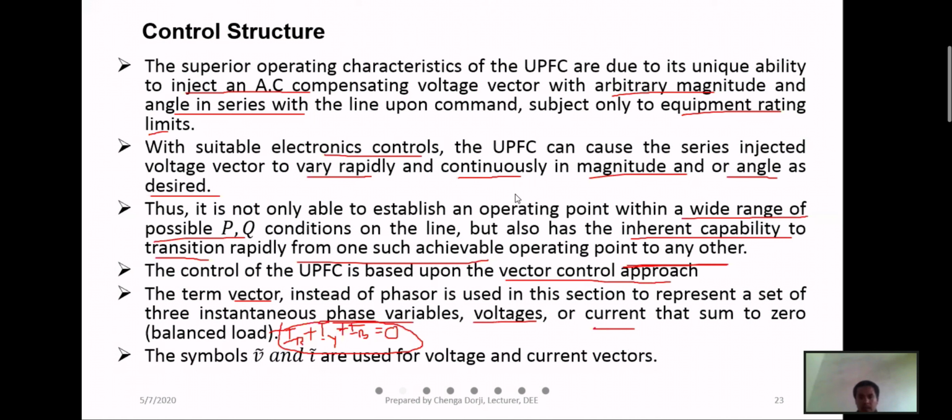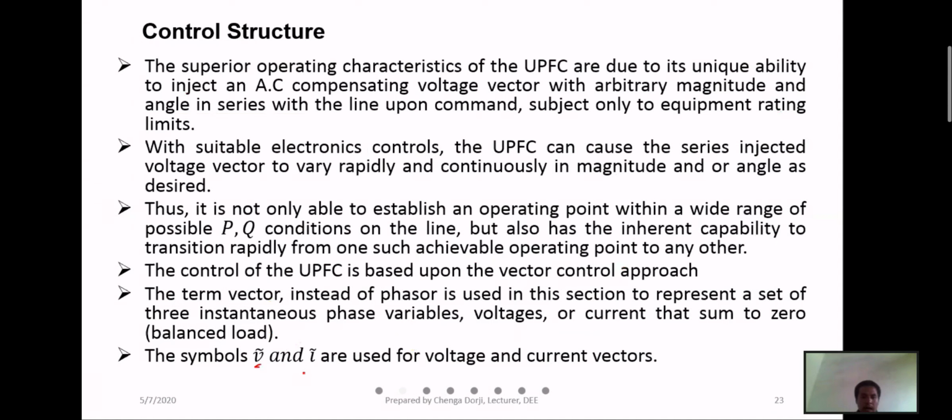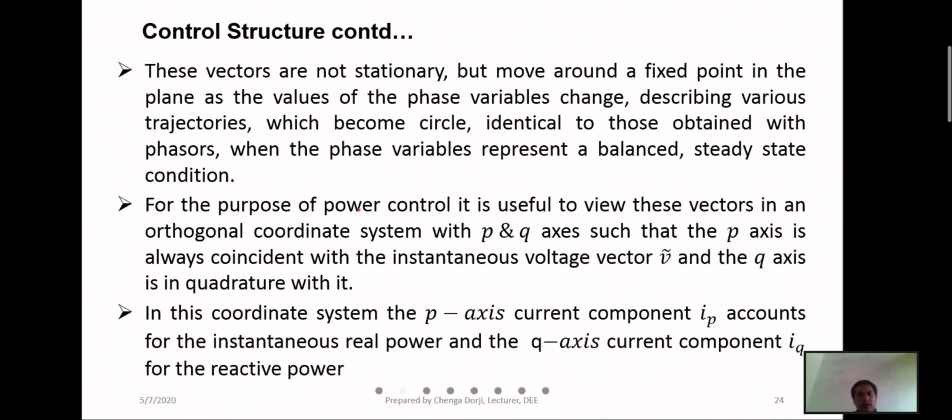Then the symbols V and I are used for voltage and current vectors. So in this control stage we will be using these two symbols. As we know, these current and voltage vectors are not stationary but move around a fixed point in the plane as the values of the phase variables change, describing various trajectories or paths, which become a circle.